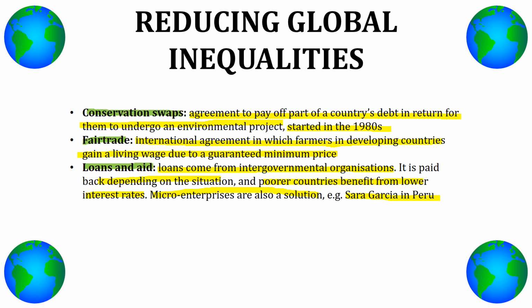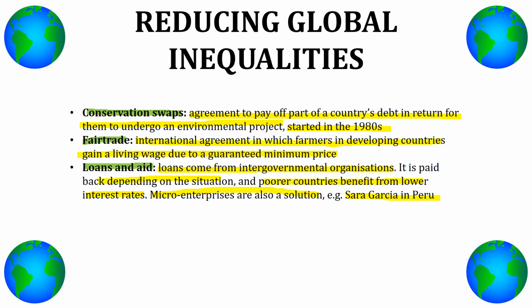So three ways in which global inequality is reduced are conservation swaps, fair trade, and loans and aid. Conservation swaps are basically an agreement to pay off part of a country's debt in return for them undertaking an environmental project, and this started in the 1980s. So basically, the more developed countries will pay off part of a country's debt, usually the LEDCs, in return for them undertaking an environmental project, because usually these LEDCs have large amounts of rainforest or a lot of land, so they can undertake many environmental projects.